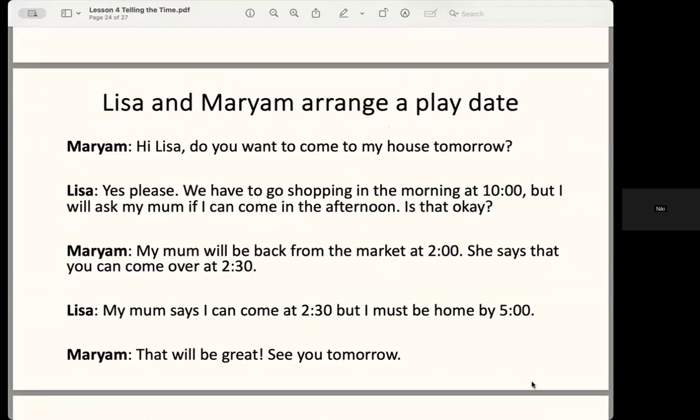Hi, Lisa. Do you want to come to my house tomorrow? Yes, please. We have to go shopping in the morning at 10, but I will ask my mum if I can come in the afternoon. Is that okay? My mum will be back from the market at 2 p.m. She says that you can come over at 2:30. My mum says I can come at 2:30, but I must be home by 5. That will be great. See you tomorrow.